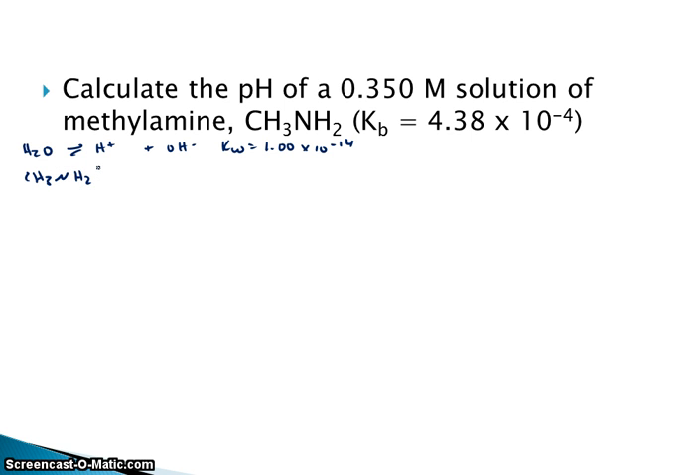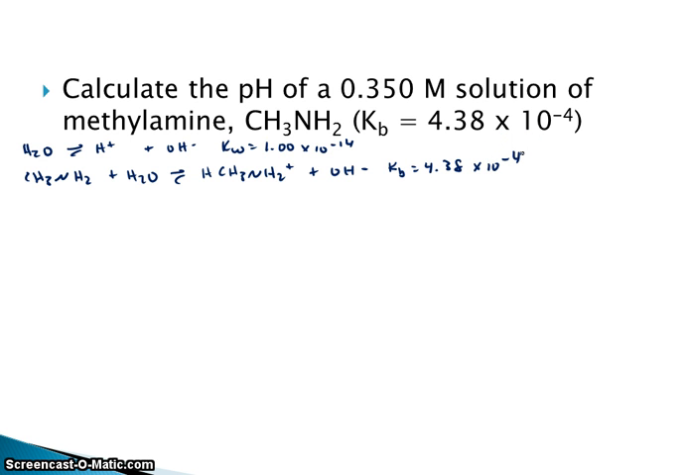But in order for us to figure out where that hydroxide ion comes from, we're going to have to react it with water. We're going to end up with a methylamine ion and a hydroxide ion. And the production of that hydroxide ion is what makes methylamine a base. And it tells us that the Kb is 4.38 times 10 to the minus 4.